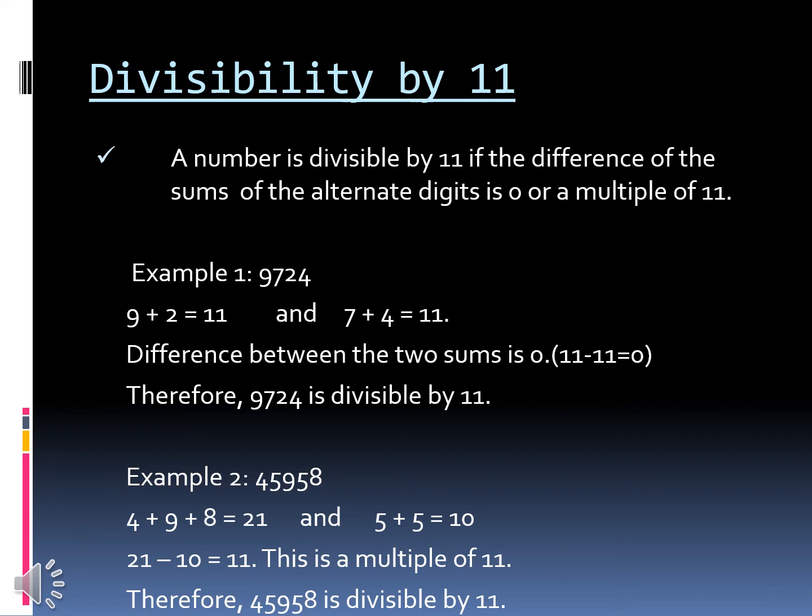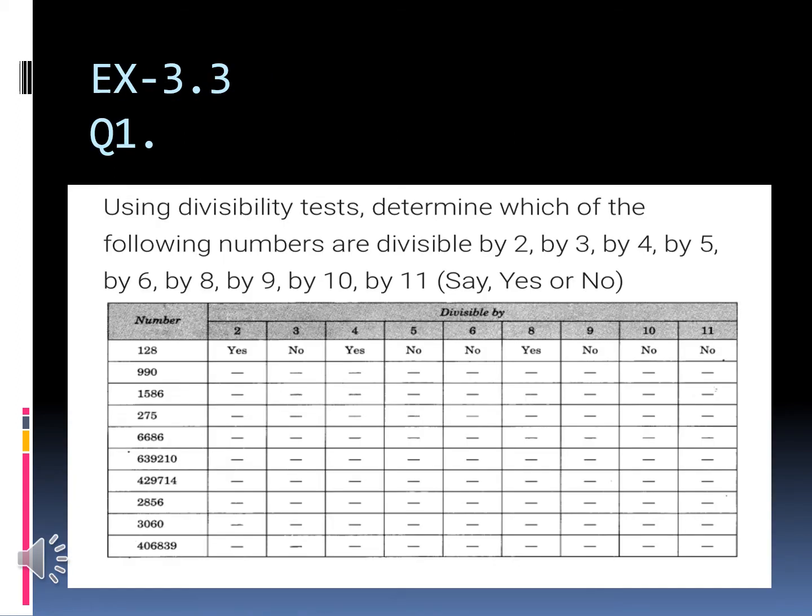Let's start with exercise 3.3 with the knowledge that we have gained till now. So here is the first question of exercise 3.3. Using divisibility test, determine which of the following numbers are divisible by 2, by 3, by 4, by 5, by 6, 8, 9, 10 and 11. You only have to write down yes or no in the table.